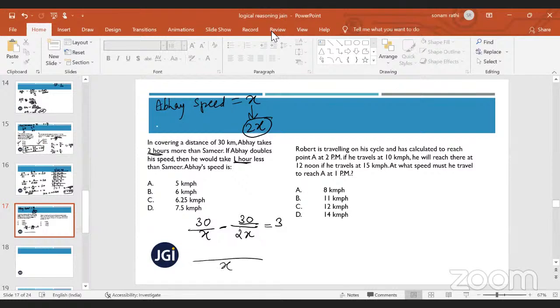LCM is x. 30 minus 15 is equals to 3. X is equals to 15 upon 3, 5. 5 kilometer per hour. Answer option A. Got it? Okay. Done, everyone? How did we get this 3? This 1 hour less and 2 hour more. Total gap is 3 hours.